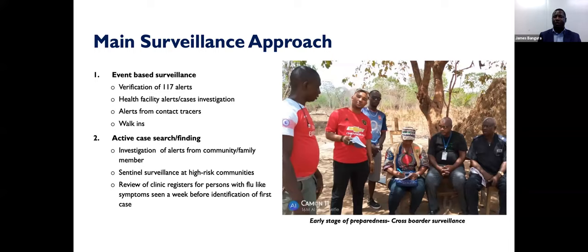The first is the verification of all the alerts that I mentioned earlier that are coming through the 117 system. We work with the government to be sure that we have individuals at health facilities who will investigate alerts, and alerts sent by the contact tracers in the various communities across the country, wherever we have contacts. Those are people we have trained to make sure they conduct comprehensive investigation of those alerts. We also have a second approach that we're using, which is finding the cases.